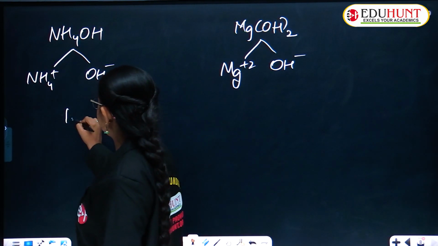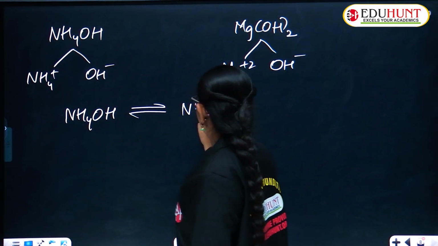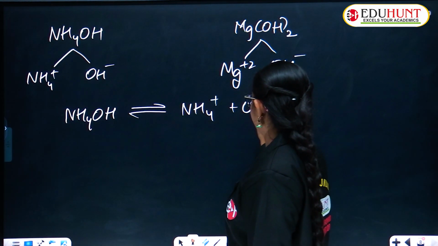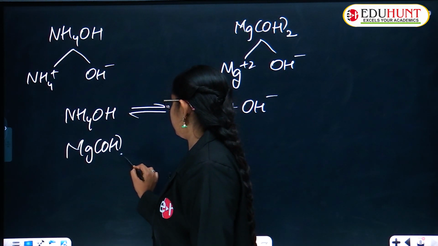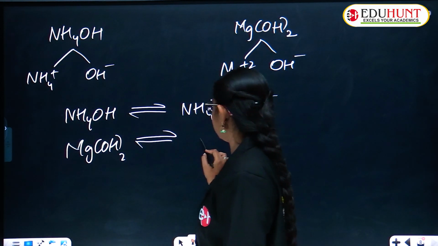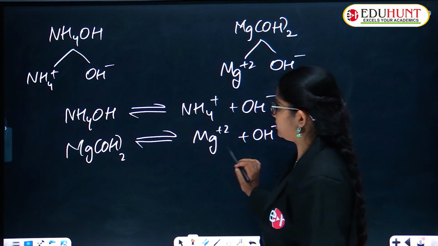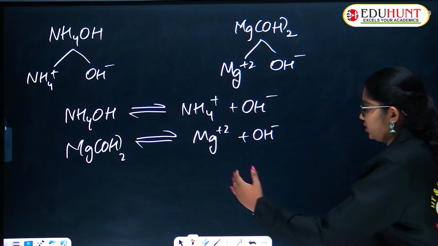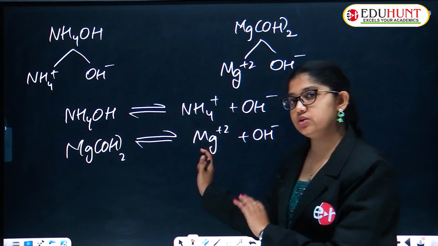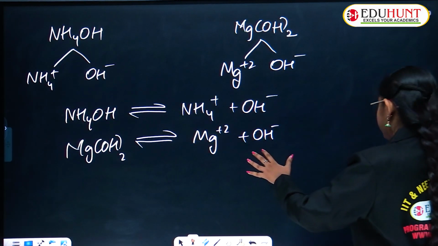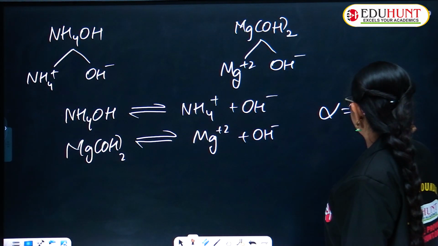We can also write like this, children. If it is NH4OH, it gives rise to NH4 plus and OH minus. If it is Mg(OH) twice, we can represent it with a double arrow, Mg plus 2 plus OH minus, and it dissociates like this. Dissociation means separation. So it undergoes only partial but not complete dissociation, and the alpha will be less than 30%.